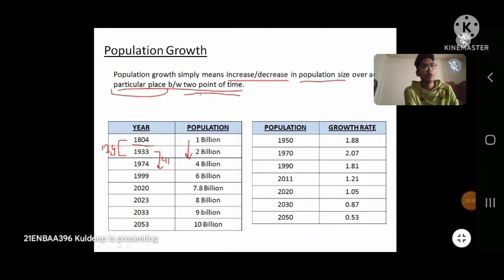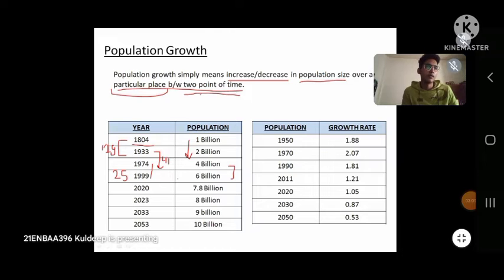For the first billion, it took about 129 years, and for the next billion it took 41 years. So it means the growth rate increased very suddenly in this phase. And for the next billion, it again took only about 25 years. So you can see again the time spent decreased.